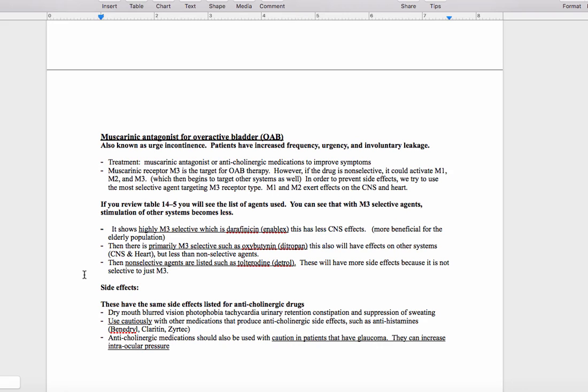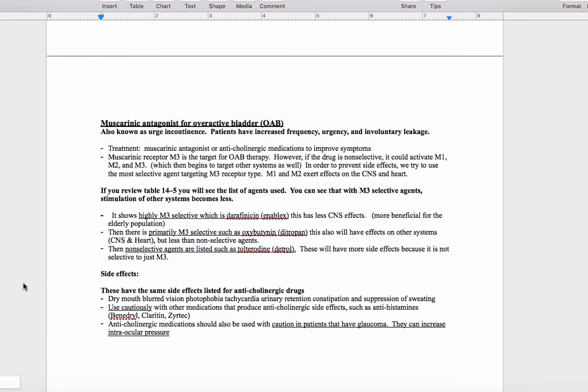So I'm just trying to give you an understanding about selectivity and overactive bladder and the differences here. If you look at Ditropan, it's primarily M3 selective. So it does have a little bit of effect on other systems, but it's less than the non-selective agents that are out there. And Detrol essentially is one of these agents that's pretty non-selective, so they are going to have more side effects with Detrol. If you have a patient that's having a lot of side effects with Detrol, changing them to a Ditropan or Enablex, they might do better.